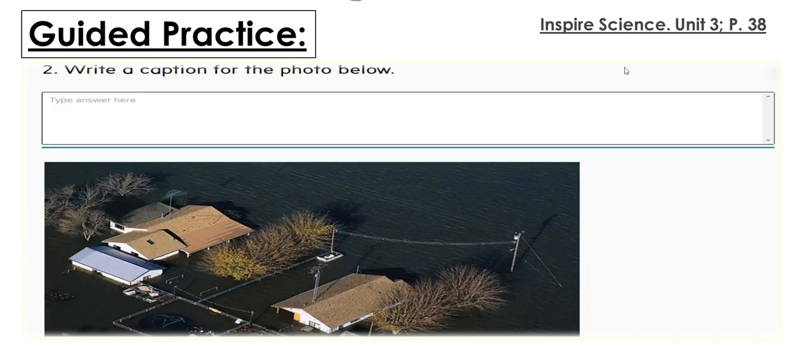Okay, now here, look at this picture. Write a caption for the photo below. A caption is a description for a picture. So what description can you give to this picture? Again, pause the video, think of something that you can use to describe this picture, and write it down.